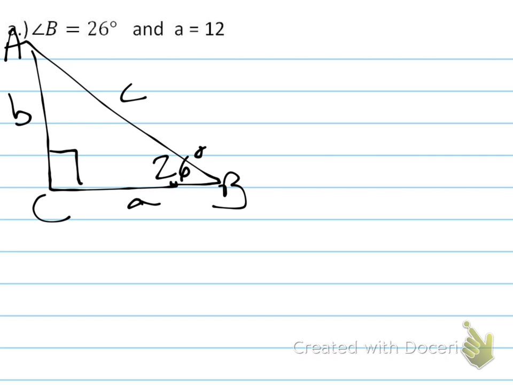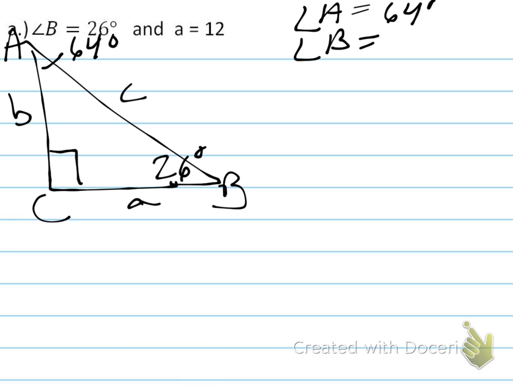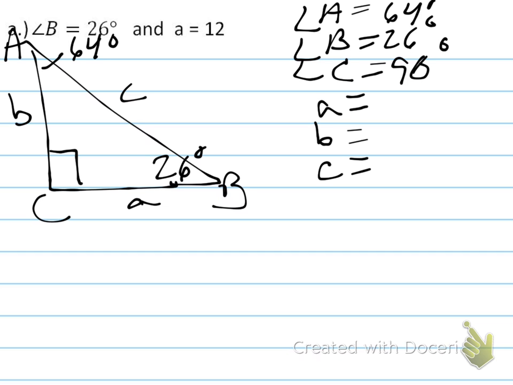And if I use the Triangle Sum Theorem, since all of the inside angles should equal 180, this angle should be 64 degrees. So I know that angle A is 64. Angle B is 26. And angle C, of course, is 90 degrees. Now we just need to find side A, side B, and side C.